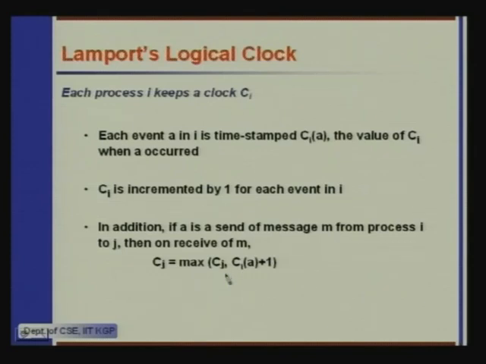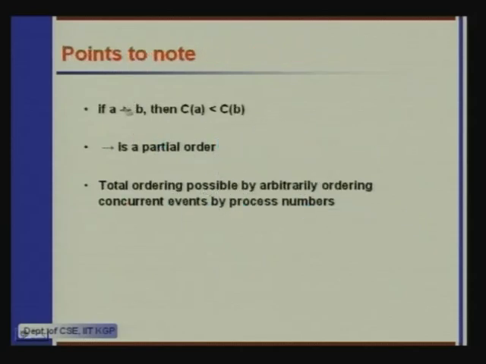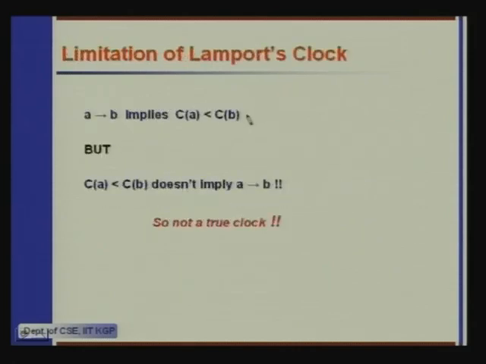Now, we saw that this clock guarantees that if some event a has happened before event b, then C(a) is less than C(b). And the problem was that it does not guarantee the reverse, that is C(a) less than C(b) does not imply that a happened before b.